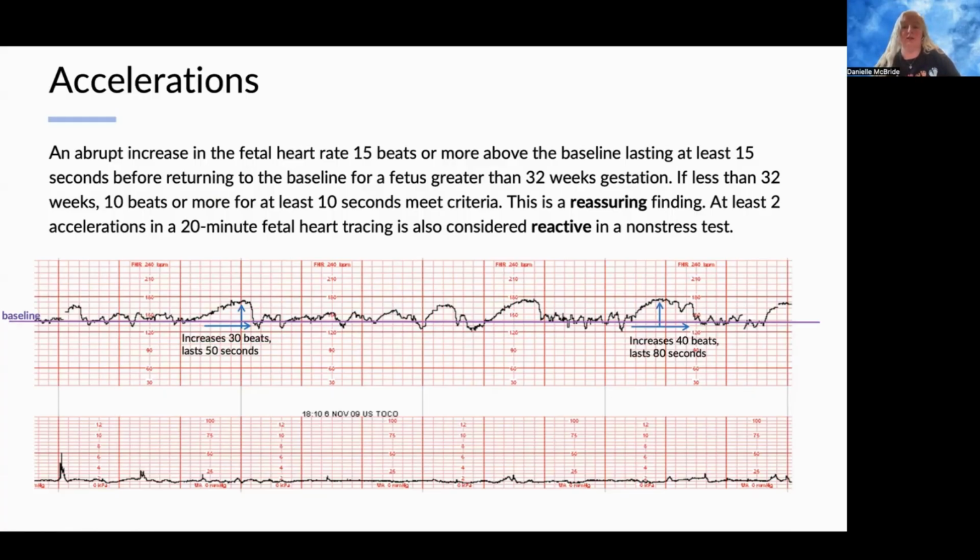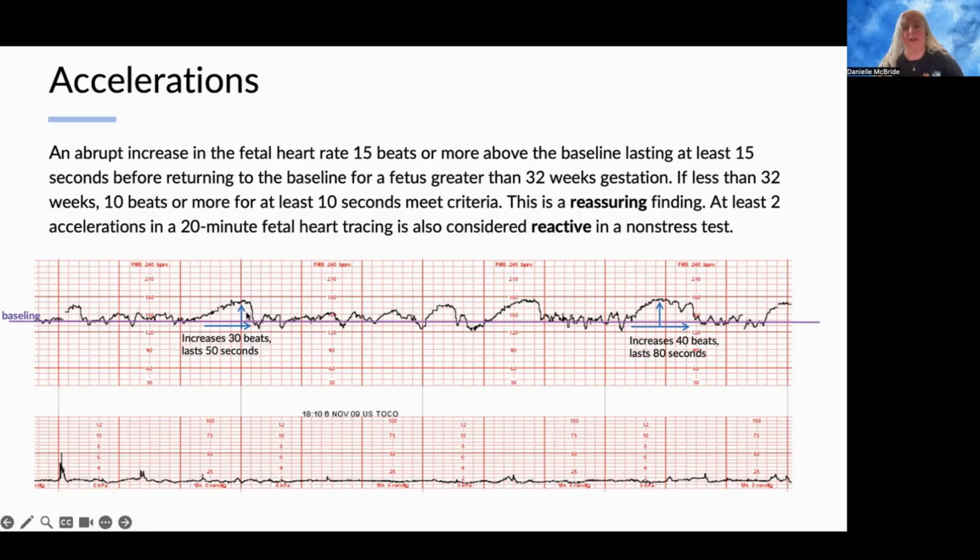If we are doing what's called a non-stress test, where we are just watching the fetal tracing for 20 minutes, we're looking for moderate variability. We're looking for at least 2 accelerations in a 20-minute tracing, and then that would be considered reactive. If we have a baby that's less than 32 weeks, then the criteria is going to be 10 beats by 10 seconds.